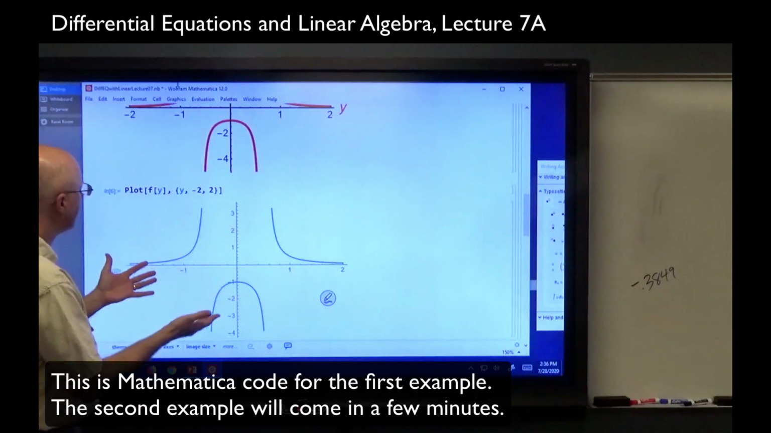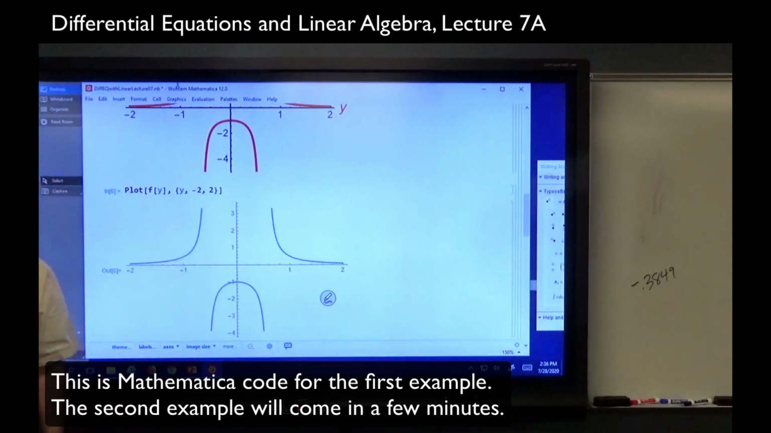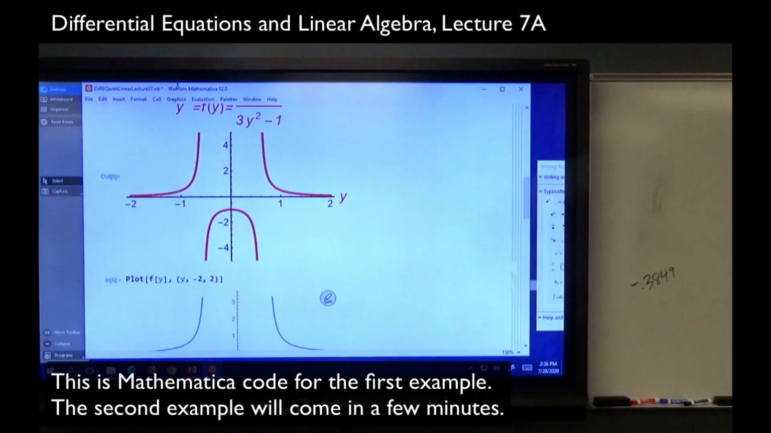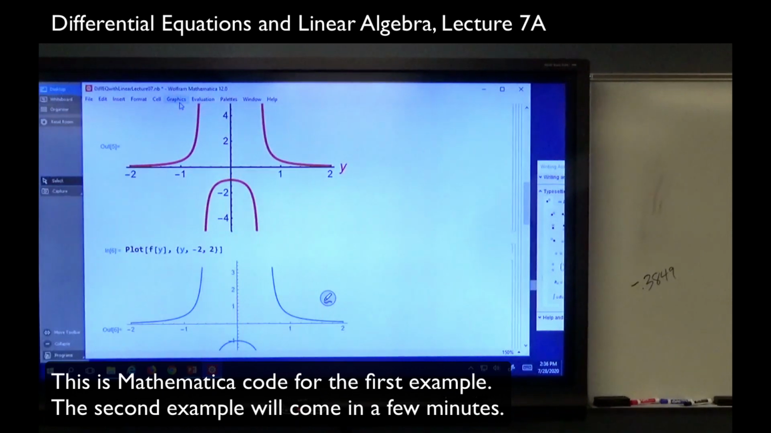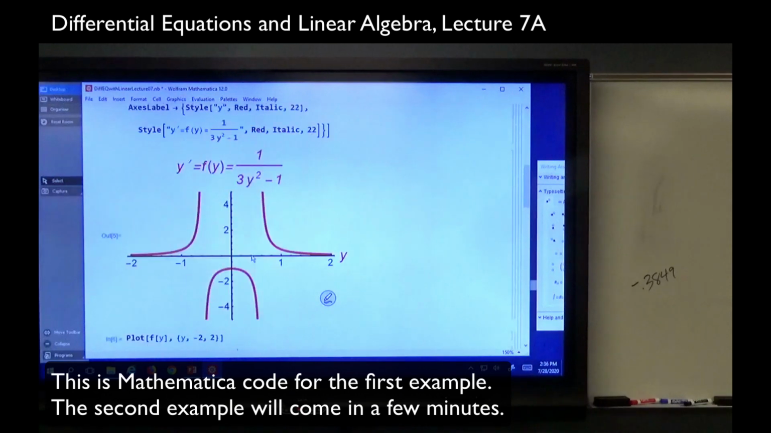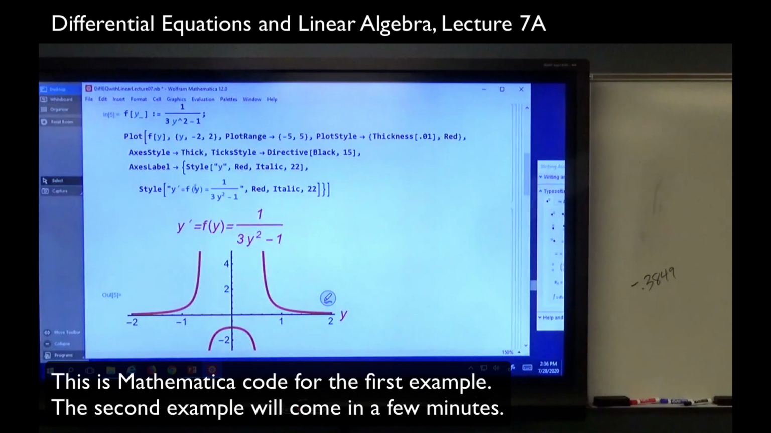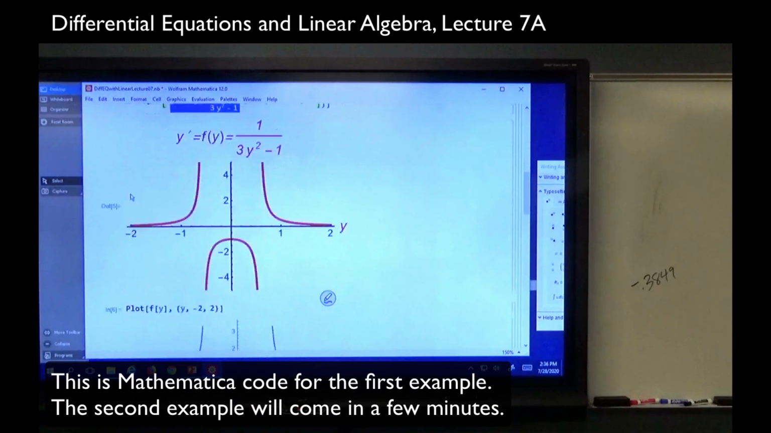It's not as thick for the graph. I like making it a nice dark red there. I like labeling the axes. I like making the axes thicker, bolder, that kind of thing. So all the other stuff is just to make it look nice and to label the axes and label the graph. Actually, the vertical axis I'm labeling with y prime equals f of y equals 1 over 3y squared minus 1, like you saw in the PowerPoint. Anyway, that's a plot command.